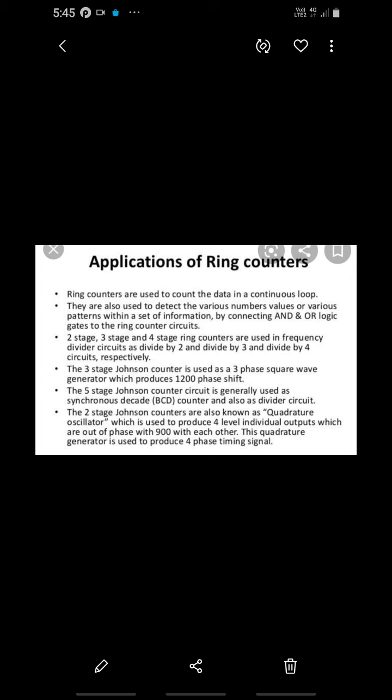The 2-stage Johnson counter is also known as a quadrature oscillator, which is used to produce 4-level individual outputs that are out of phase with 90 degrees with each other. This quadrature generator is used to produce a 4-phase timing signal.